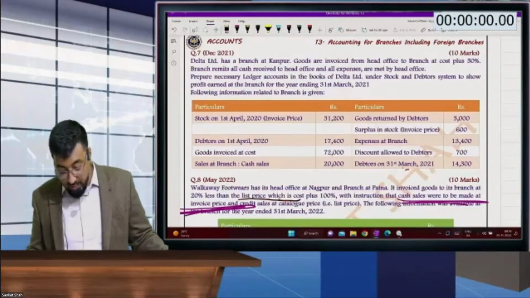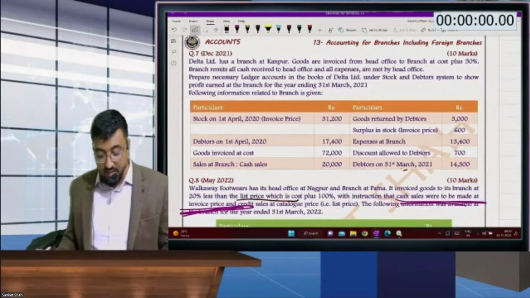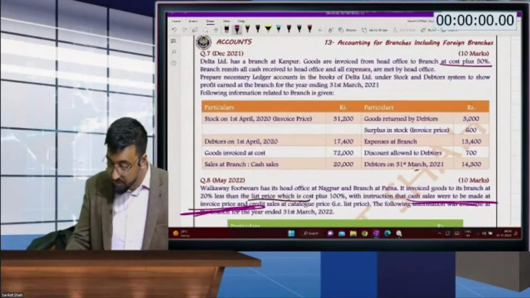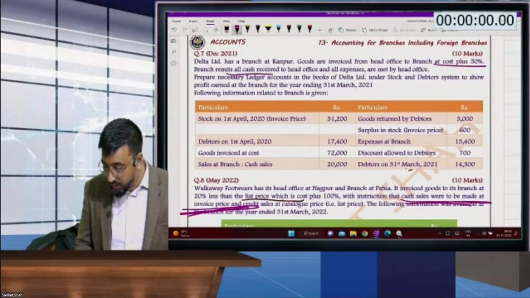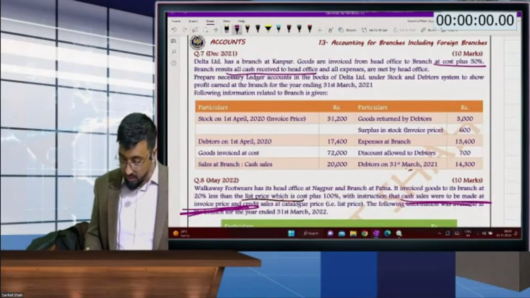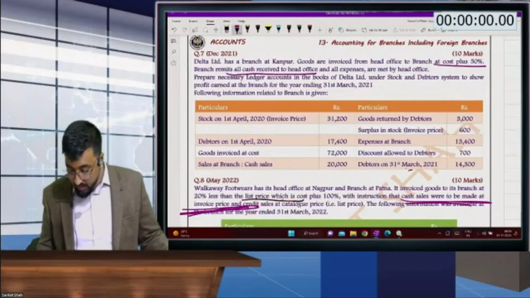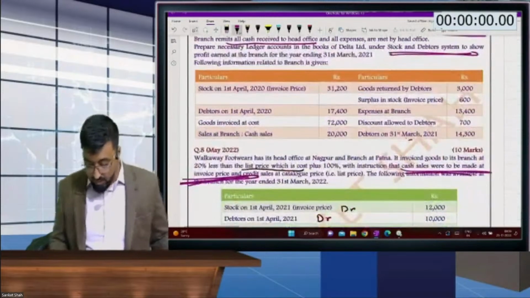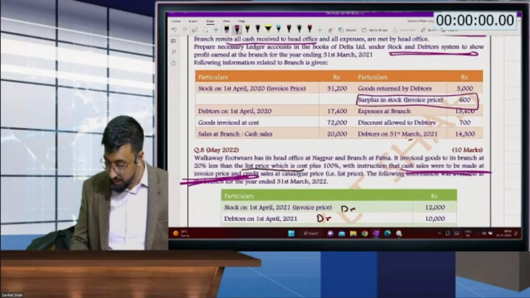डेल्टा लिमिटेड हैज अ ब्रांच एट कानपुर. 6 महीने पहले, उसके 6 महीने पहले कितना आसान क्वेश्चन था देखो। Goods are invoiced from head office at cost plus 50%. हाँ जी, ये तो बहुत इजी है। Branch remits all cash received to head office and all expenses are made by head office. वेरी गुड, अभी कोई दिक्कत ही नहीं है। Prepare necessary ledger accounts in the books of Delta Limited under stock and debtor system to show the answer. यस बेटा। Invoice price, surplus in stock is a new adjustment that I will tell you.